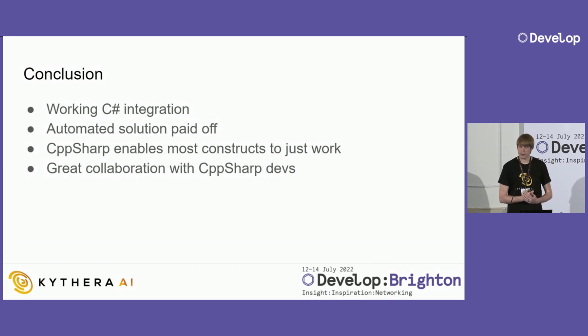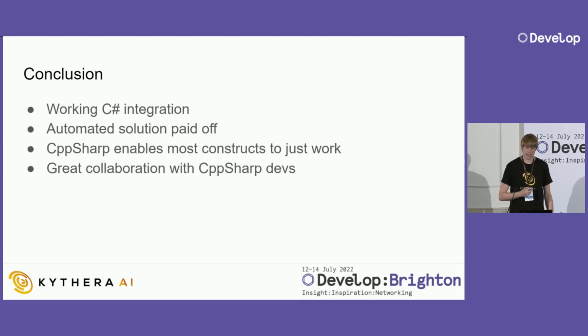In conclusion, we have a working C# integration. The automated solution paid off very, very well. We realized CppSharp enables a ton of features we didn't really think of when we were searching for an automated solution. Templates, all the property generation, the virtual table code. There's a reason I haven't shown it to you. It's really horrible. And just doing that by hand every time for our 62 interface classes, no, that's great that we have an automated solution for that.